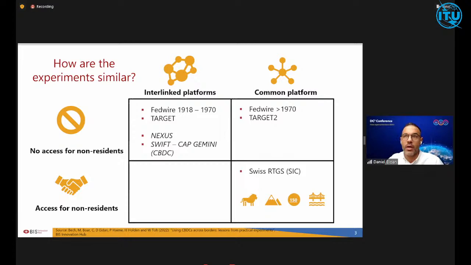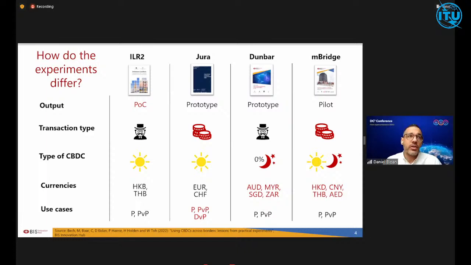Looking at these different projects, the attributes that we can contrast are what phase of the project they were at, so what was the output of the project, what types of transactions these projects facilitated, what types of central bank digital currencies were circulating on the platforms, the different currency types, and then lastly, the use cases. What we can see very quickly from comparing these projects to each other is all of these projects provided either prototypes or proofs of concept, with the exception being the mBridge platform, which was actually piloted in a real world environment.